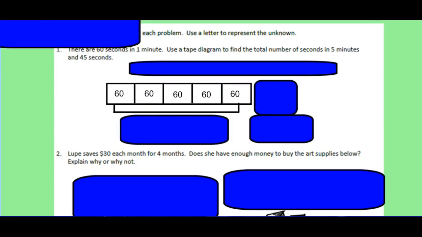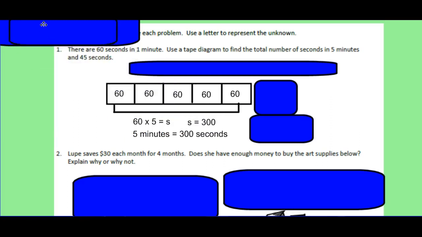The tape diagram I was looking for would have 5 sections because it stands for 5 minutes. And there's going to be 60 in each section because each minute has 60 seconds. The equation I was looking for was 60 times 5. I forgot to remind you to use a letter, but in this equation we could have used S because we were trying to find the total number of seconds. And so when we have 60 times 5, it is equal to 300. So 5 minutes has 300 seconds in it.